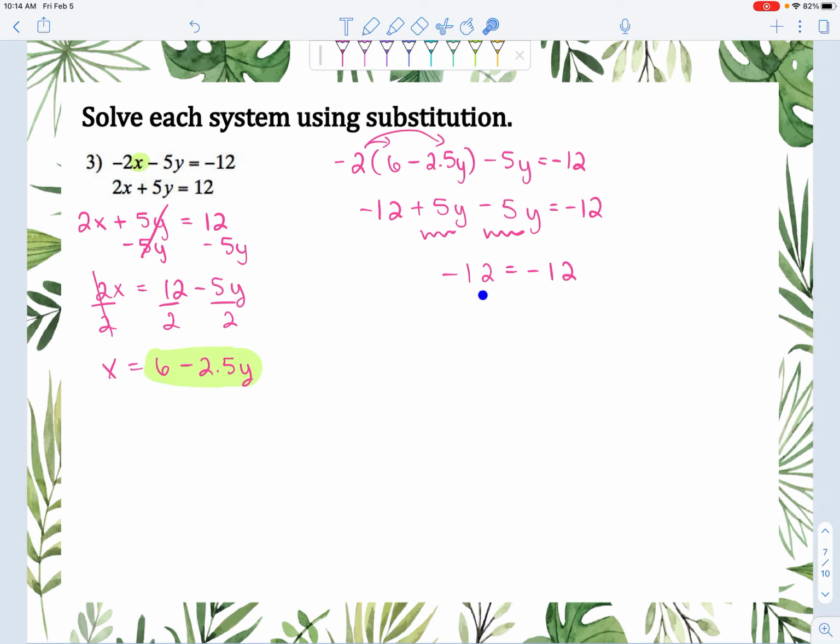And look at what I have. I have -12 equals -12. That's true. That's always true. So I have an identity. When that's the case, we have infinitely many solutions.